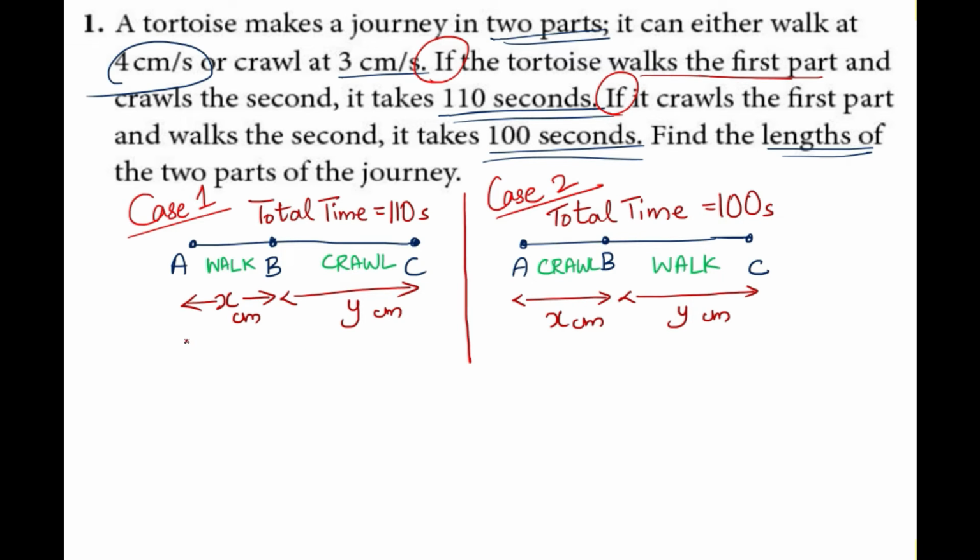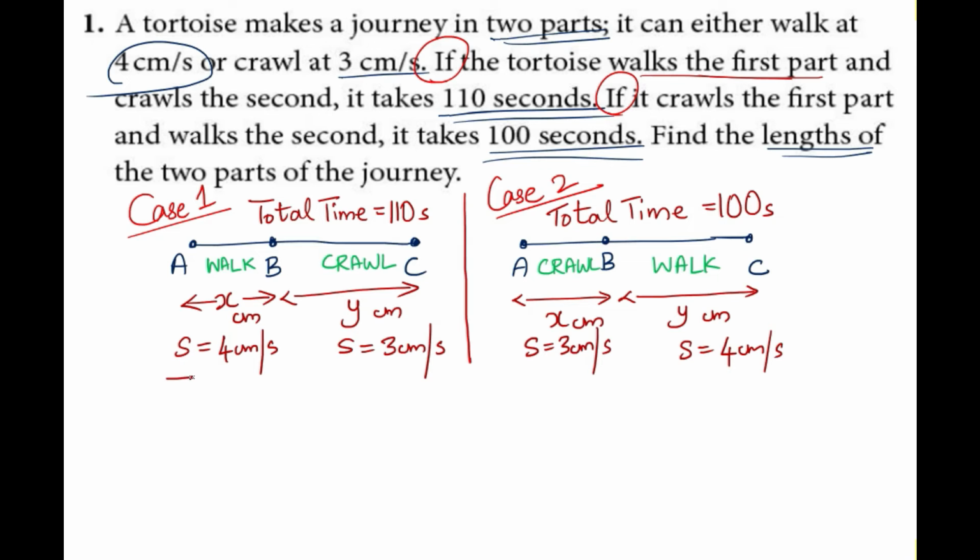Now, what is the speed for walking? The walking speed of the tortoise is 4 centimeters per second. So it's going to be the same here too: 4 centimeters per second for walking. And for crawling, it's 3 centimeters per second. The same here, 3 centimeters per second.